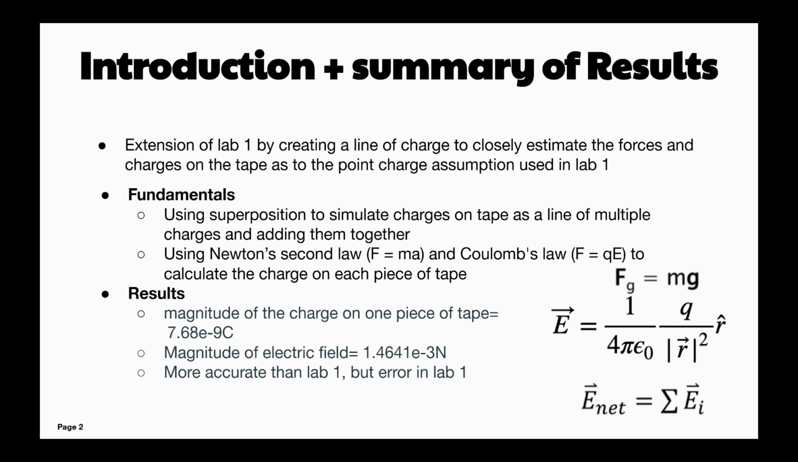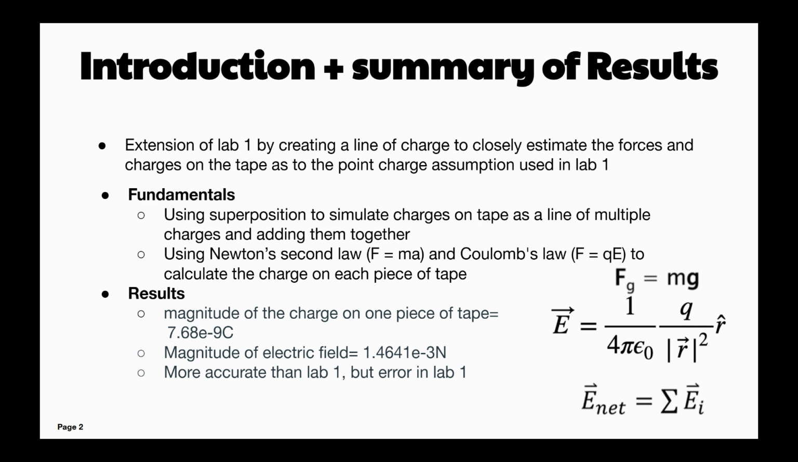So this uses E net equals the sum of the electric fields, where we get the electric field of a single charge, and then we add them up, accounting for the different directions of the vectors and the magnitude to get the final electric field. We also use Newton's second law, where F equals ma, and F equals QE, charge times electric field, to calculate the charge and the force of each piece of tape.